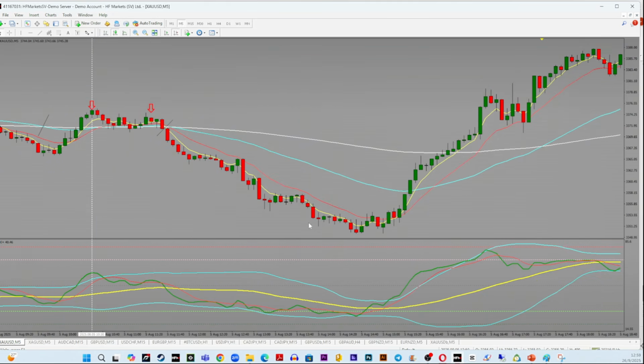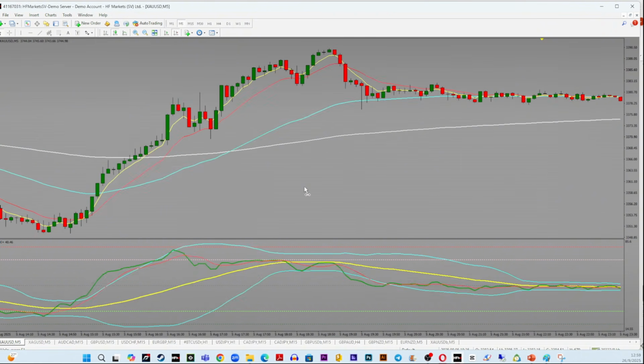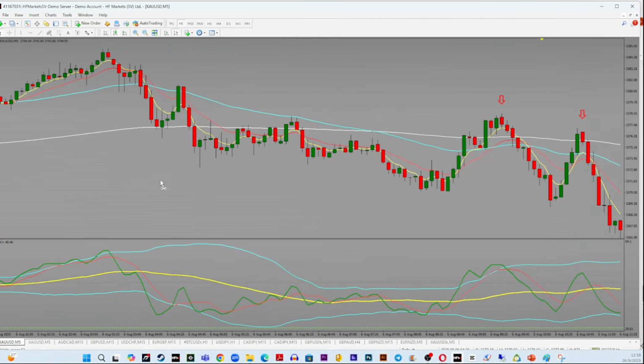So we look to get an exit when we get an opposite shark fin. Like in this particular case, an opposite shark fin was issued at this particular point. That is where we were looking to make an exit. So this was on the 5th of August 2025.